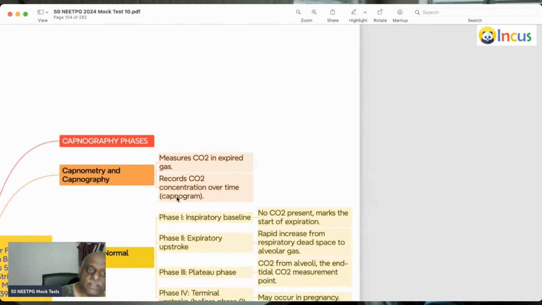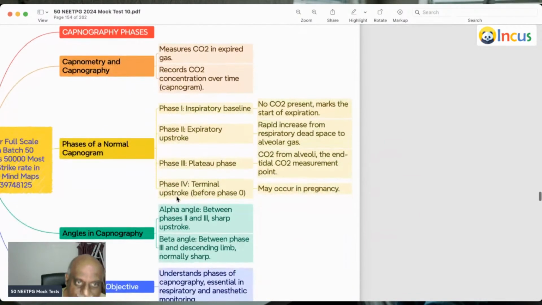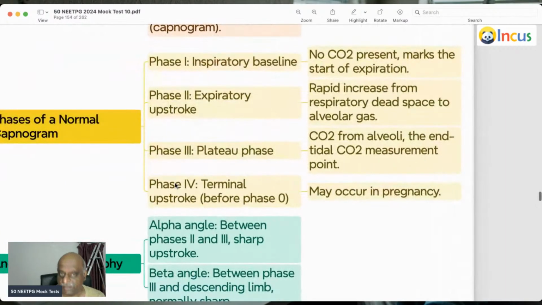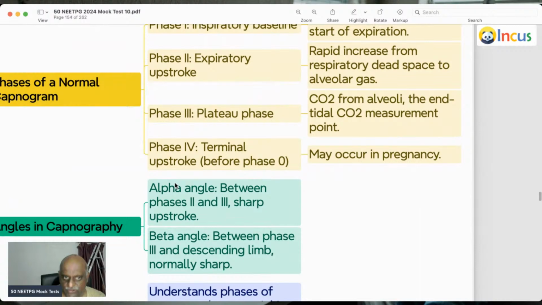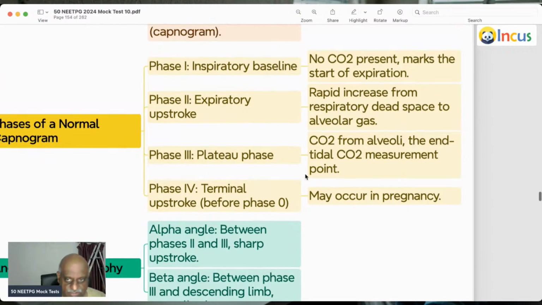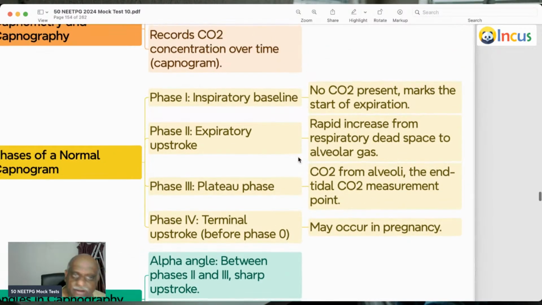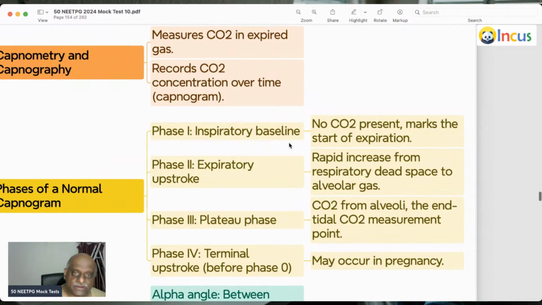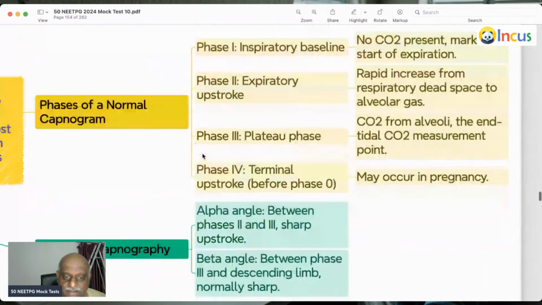Capnograph measures CO2 in the expired air. It has 4 phases. Phase 1, inspiratory baseline. Phase 2 is expiratory upstroke. Phase 3 is plateau phase. Phase 4 is terminal upstroke before phase 0. Phase 4 can occur in pregnancy. Phase 3, CO2 from alveoli, the end tidal CO2 measurement point. Phase 2 is expiratory upstroke, a rapid increase from respiratory dead space to alveolar gas. Phase 1 is inspiratory baseline, no CO2 present, and marks the beginning of expiration.